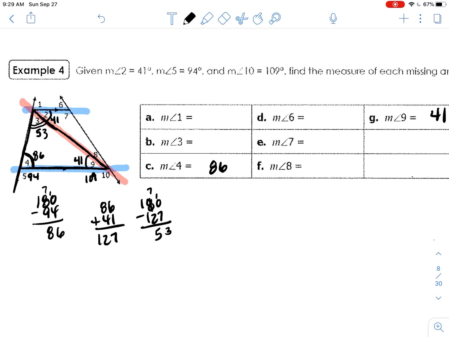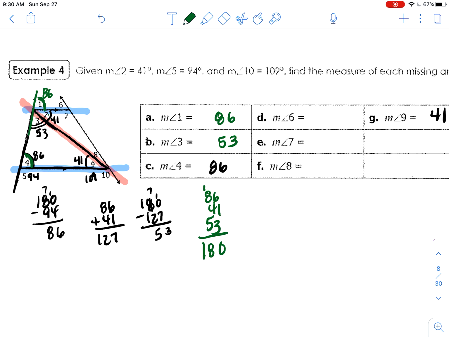Okay, I can also, let's find out what angle 1 is. Angle 1 is in the same position as angle 4. Do you see how these are corresponding? So angle 1 is going to be 86. Now, I could have also added up these three angles, 1, 2, and 3, and they should also add to 180. I'm just going to check myself real quick. 86, 41, 53, that's 127, 180. Yep, they add to 180.